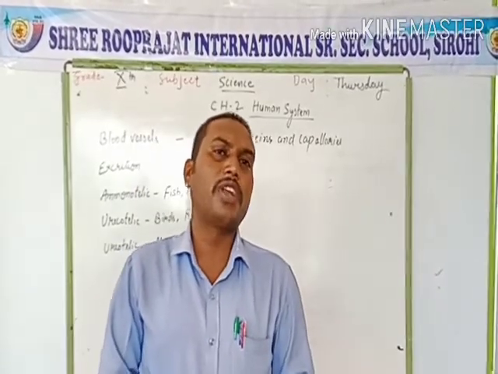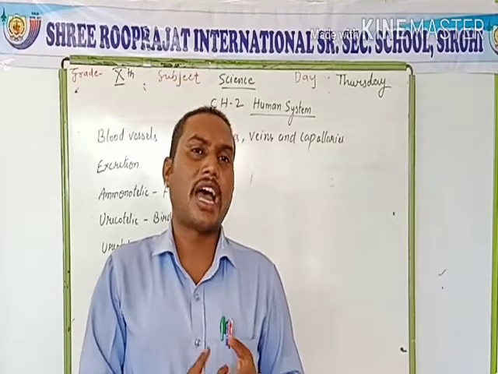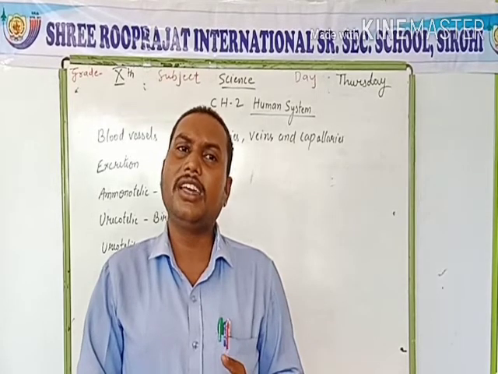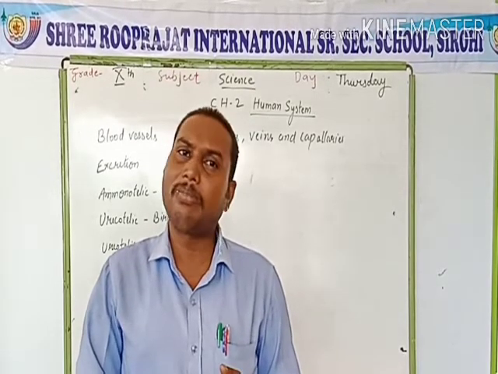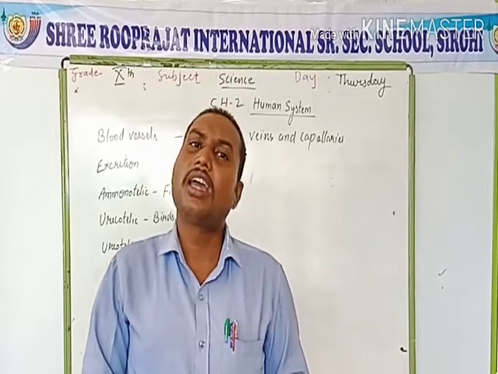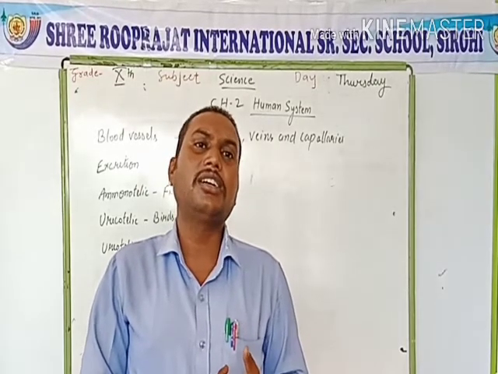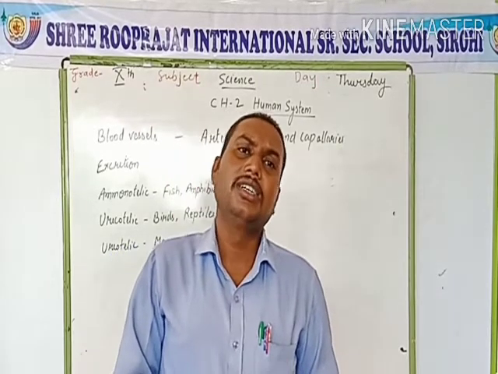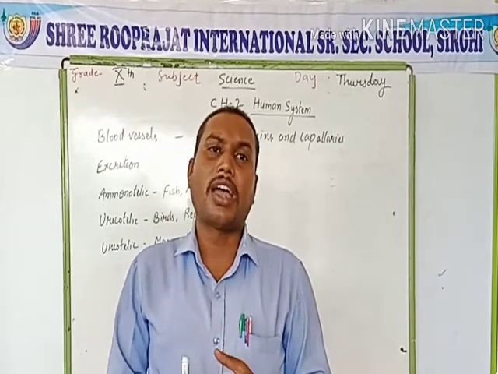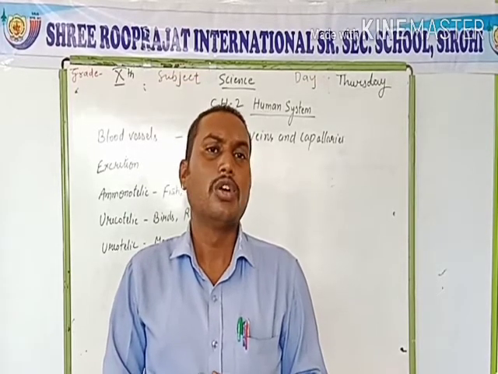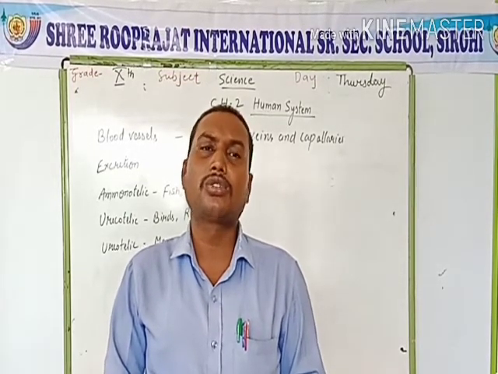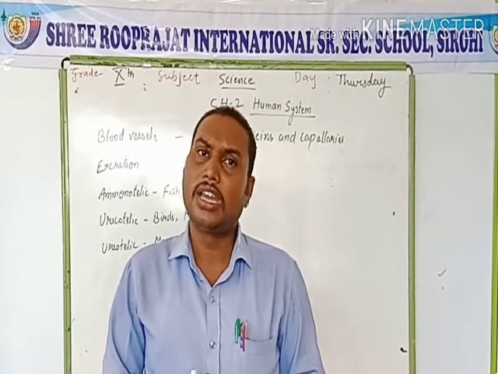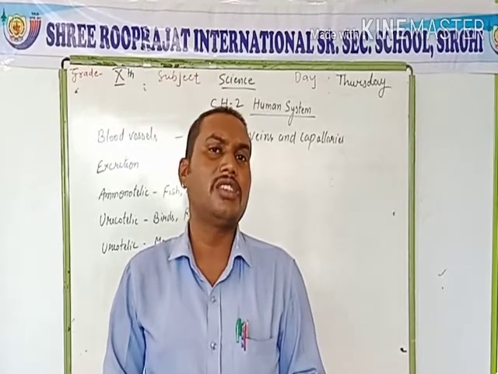Another difference between arteries and veins is that arteries always carry pure blood, whereas veins always carry impure blood. Exception: pulmonary artery and pulmonary vein. Next, arteries have a thick wall, whereas veins do not have a thick wall. As the arteries have high-pressure blood inside them, the wall of the arteries is thick so that they do not burst under the high pressure, whereas the wall of the veins is thin.